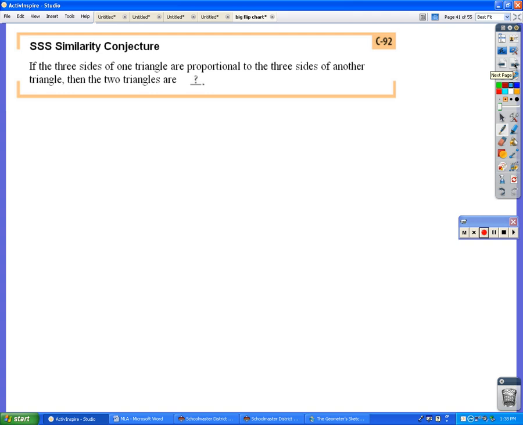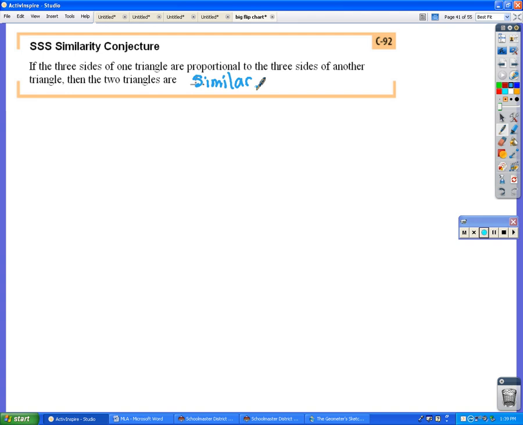Okay? And again, what you need to understand is, unlike when the triangles were congruent, when we said SSS, that meant the sides were what? The same. But when we're talking about similarity, when I say SSS, that means the sides are proportional, not the same length, but they're in the same ratio. They're all twice as big or 3 times as big or something like that. Okay? So this one just says if the 3 sides of one triangle are proportional to the 3 sides of another triangle, then the 2 triangles are what? Similar.